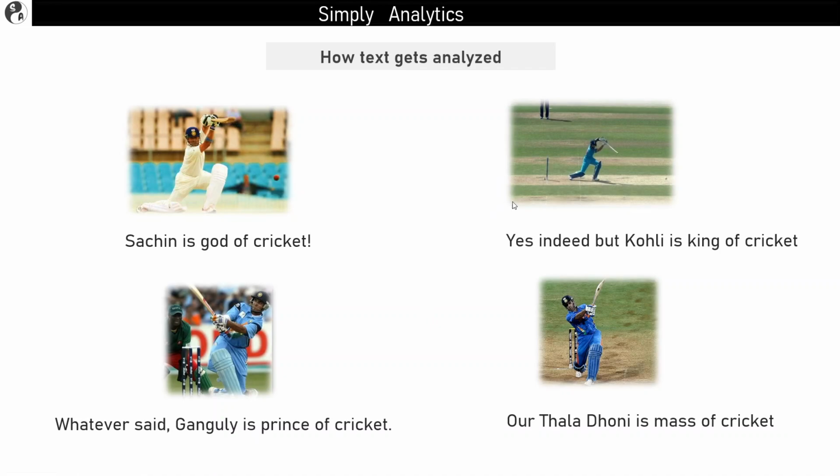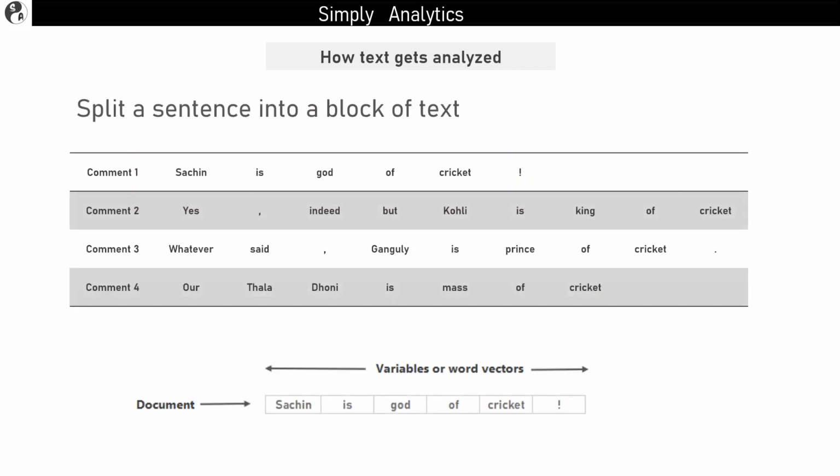Sachin is god of cricket. Yes, indeed, but Kohli is king of cricket. Whatever said, Ganguly is prince of cricket. And Thala Dhoni is boss of cricket. So we have these four simple Twitter conversations. What we discussed earlier is that we can split each comment into one block of text. While in certain cases two to three words can be taken as one block of text, in general each word is taken as one block of text.